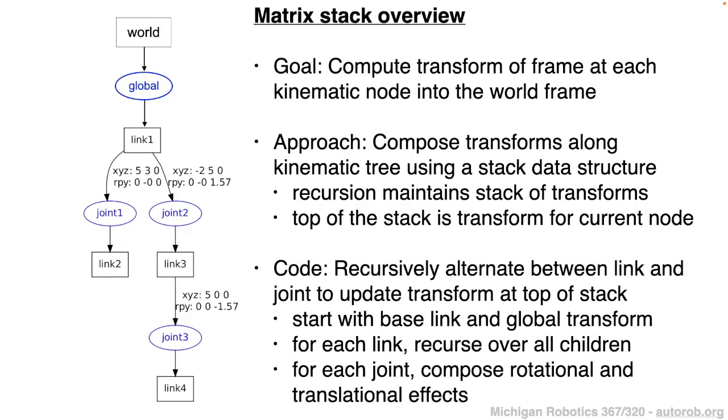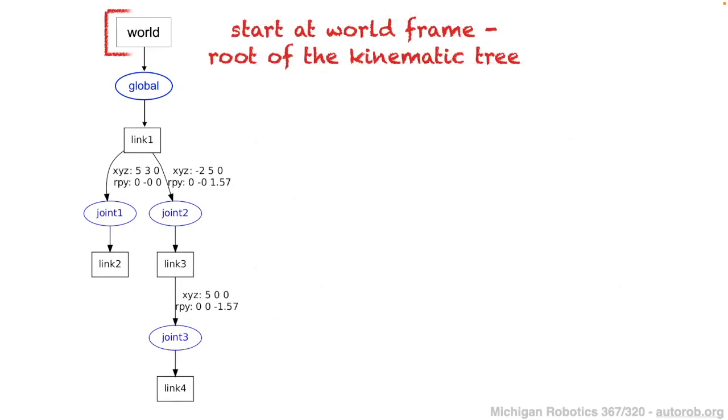The code for this is going to essentially look like recursively iterating through the branches of the tree, where we alternate between each link and the corresponding child joint in order to update the current transform that we're working with in memory. Then we're going to store those transformations within the tree so that our simulator knows where to visualize the robot. So we'll start with the base link. We're going to start at the root of the tree, and then iterate down each branch in a recursive fashion. Let's step through this and see what this looks like.